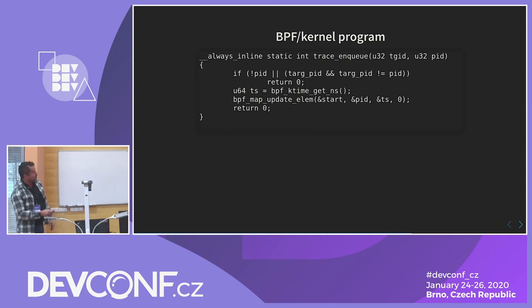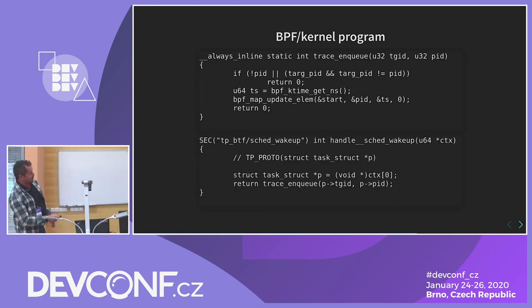The kernel program starts with a simple function that uses some BPF helpers, like bpf_ktime_get_ns and bpf_map_update_elem, to read the timestamp and store it in the start map with PID as the key and the timestamp as the value. Then it starts the interesting thing, which is the BTF tracepoint. So you know that for this tracepoint, sched_wakeup, the parameter is just task_struct. So you can just come here, cast it, and access it directly. The verifier will make sure that this is safe.